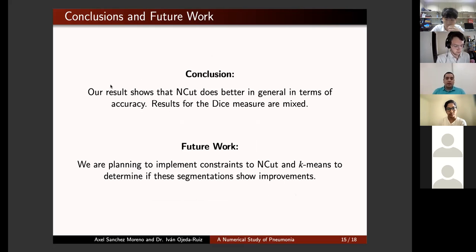Regardless, our future work is on trying to implement constraints to these methods. So far, we have implemented constraints to NCUT. Right now, our focus is on finding out how we can implement constraints to K-means and seeing whether these constraints can actually improve the performance of our segmentation.